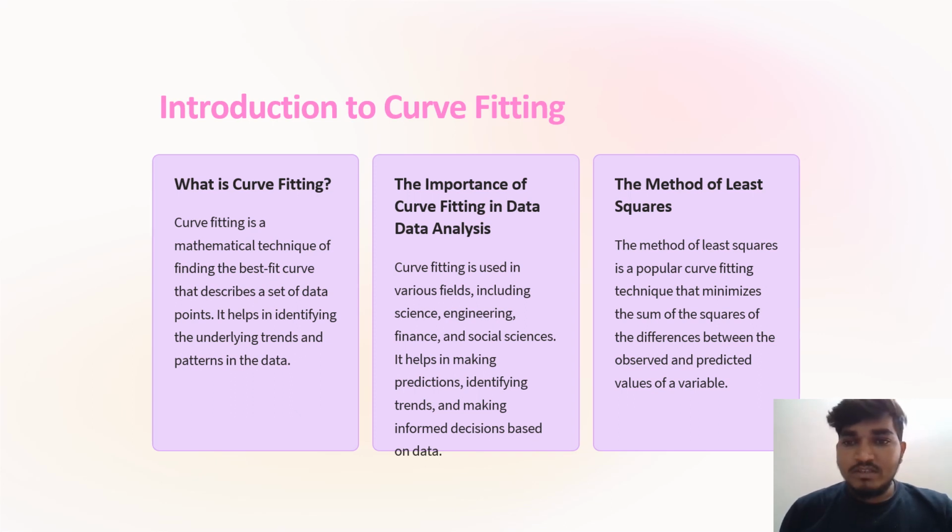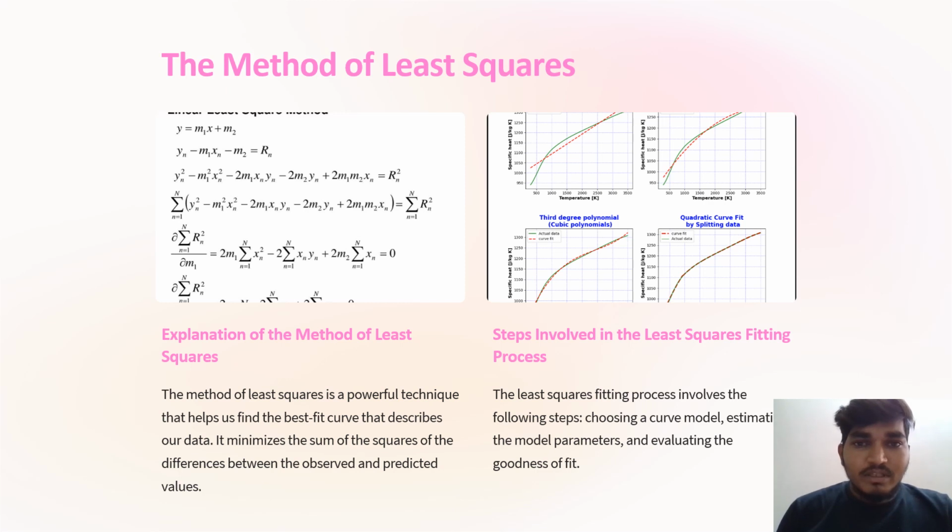And coming to the method of least squares, the method of least squares is a popular curve fitting technique that minimizes the sum of squares of the difference between the observed and predicted values of variables. Now let us see the method of least squares. Explanation of the method of least squares. The method of least squares is a powerful technique that helps us find the best fit curve that describes our data. It minimizes the sum of squares of the differences between the observed and predicted values.